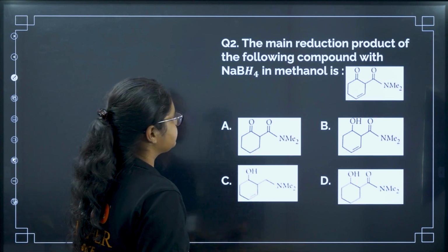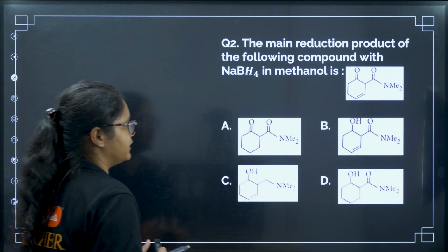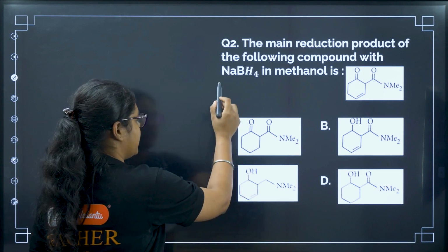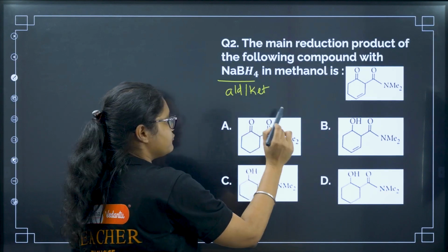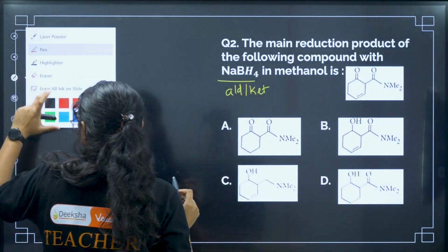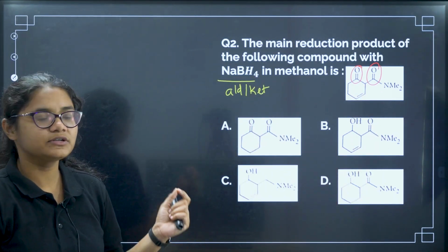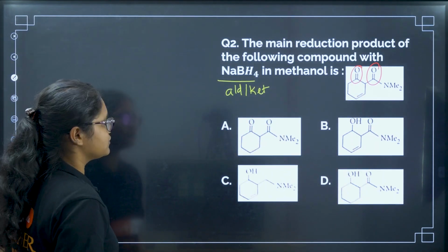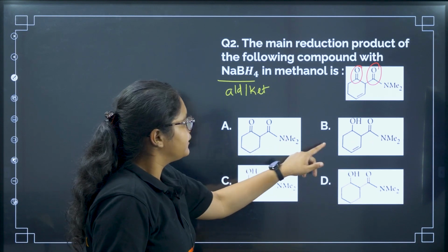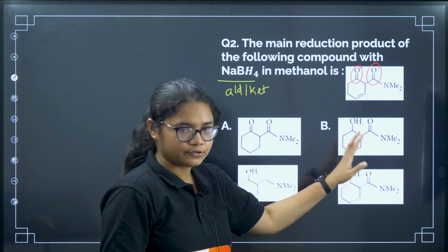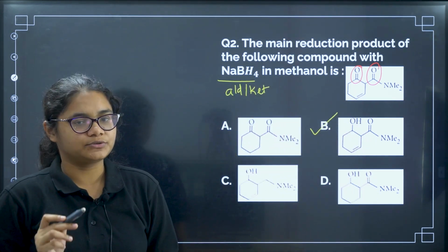The main reduction product of the following compound with NaBH4 in methanol is. So NaBH4 is a reducing agent. It can reduce only aldehydes and ketones, right? So now if you see here, this is an amide group and this one is a ketone group, right? So the ketone group will be reduced and we will get OH in presence of that. So if you see option number 1, in option number 1 the double bond is reduced, that is not correct. In option number B, this double bond O is reduced to OH. That is what will happen in the presence of NaBH4. So the correct answer is option number B.